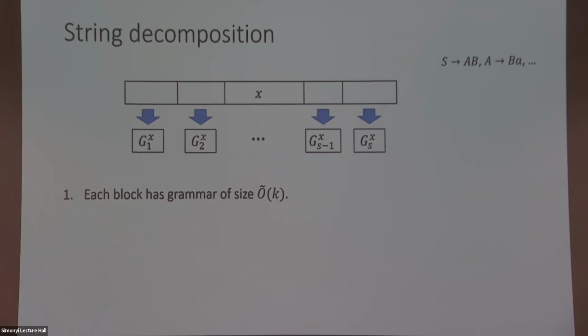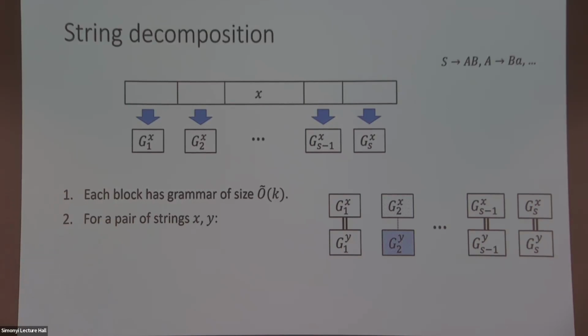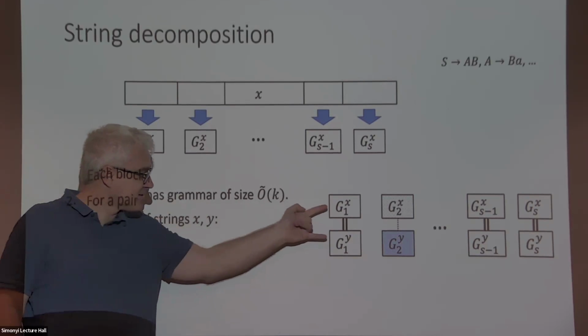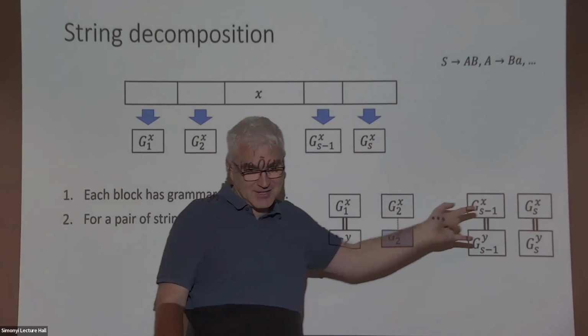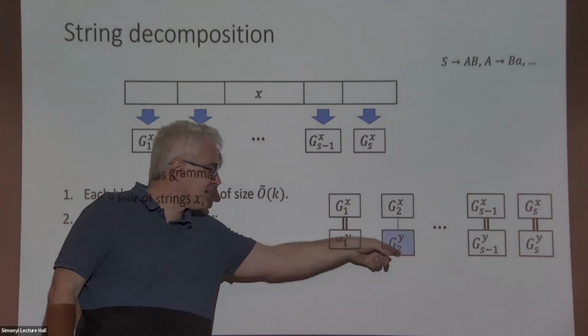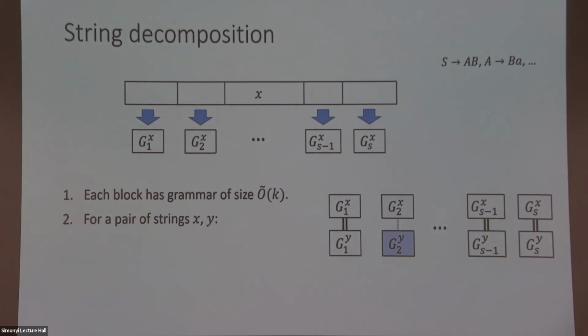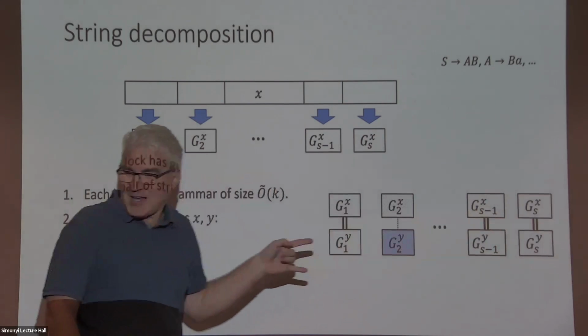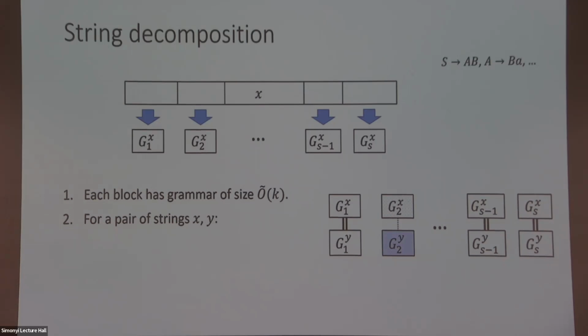So each block has this small grammar, and if you take two strings, then the grammars nicely align in pairs. So we are back to Hamming distance in some sense. Some pairs are not identical, and those are exactly the blocks where the edit operations are. The number of blocks will be random. For X and Y, you hope that it will be the same number of grammars and they nicely align left to right. That's really the goal.